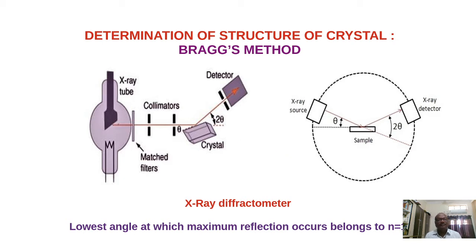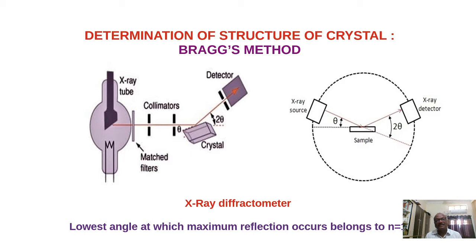It is the X-ray tube which produces the X-rays. Then there are the collimators, which reduce the number of rays, meaning a beam of X-rays is formed, and the number of X-rays will be reduced here. It is traveling to the slit, and now a crystal is placed.